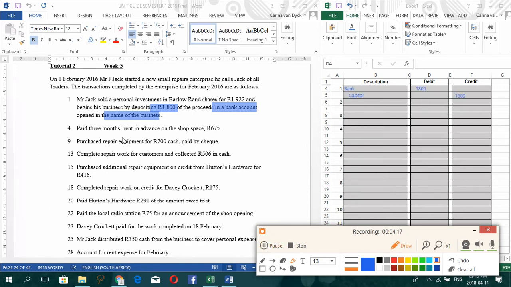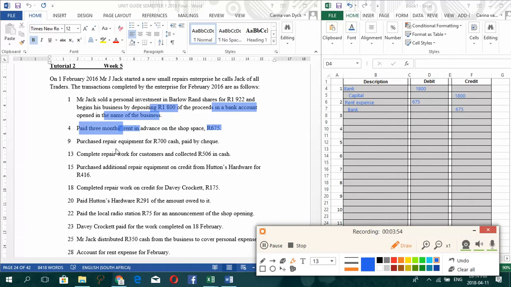The second transaction says paid 3 months rent in advance on the shop space for 675 Rand. This is for 3 months, meaning that the full amount has to go out of the bank and that's going to be credited, and then rent expense is going to be debited with 675 Rand.